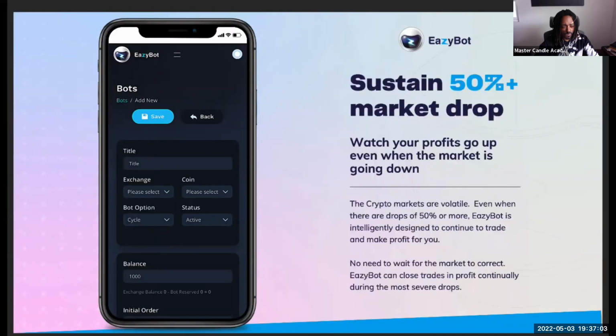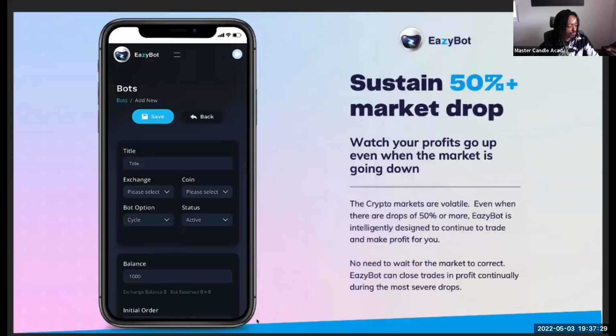One of the largest problems that Eazy Bot solves is when the crypto market goes down. For my crypto traders and hodlers, there may have been a time where you were holding Ethereum or holding Bitcoin when it went through a huge downtrend, and you're just holding your money, hoping that it goes up again. Even when there are drops of 50% to 70% in the market, Eazy Bot is intelligently designed to continue to trade and make profit for you every single day, guys.